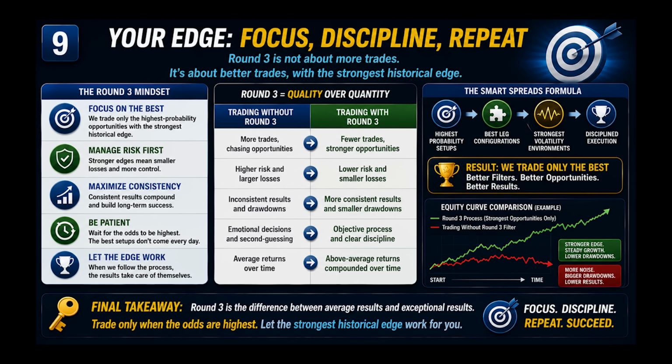Round 3 is the final step that transforms a good historical opportunity into one worthy of the Smart Spreads watch list. In the next video, we'll bring all three rounds together and show how more than 500,000 historical spread combinations are systematically narrowed into the handful of trades that ultimately become each week's Smart Spreads recommendations.